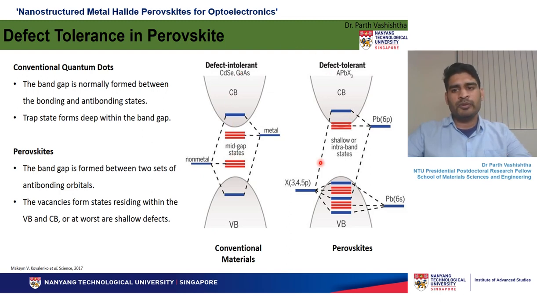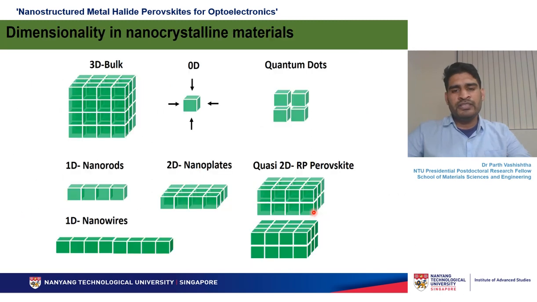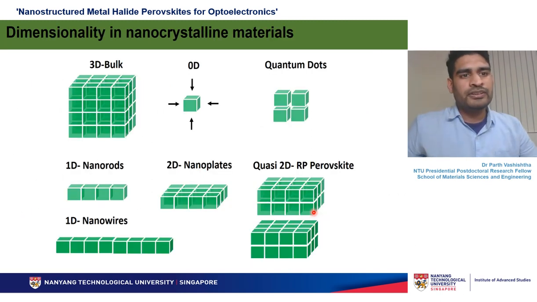But in the case of perovskite here, we can see the valence and conduction bands are formed by two sets of antibonding orbitals. Because of that, the defects usually reside outside the band gap, or in the worst case, somewhere at a shallow level. That's why they are more effective. These materials usually have higher radiative recombination channels because the defects are not within the band gap. And that makes these materials more efficient than conventional quantum dots or some conventional semiconductors.